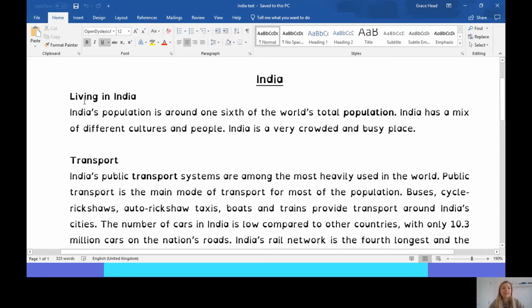India. Living in India. India's population is around 1/6 of the world's total population. India has a mix of different cultures and people. India is a very crowded and busy place.